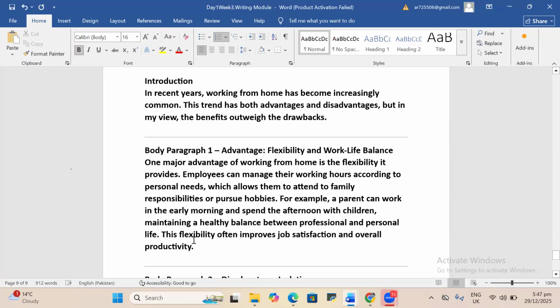And then the result of your topic sentence. The last one is your result. This flexibility often improves job satisfaction and overall productivity. So how many sentences do you write in paragraph 1? Almost 4 sentences. So if you understand the basic pattern and how you can write the best response, that definitely helps to increase your band score.